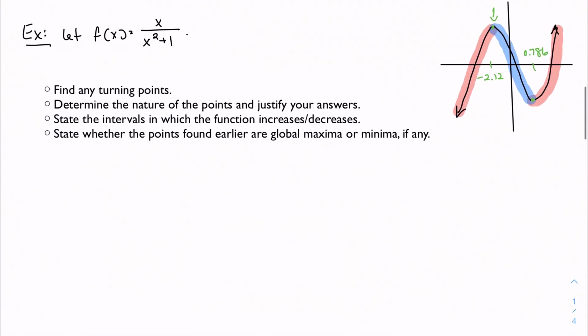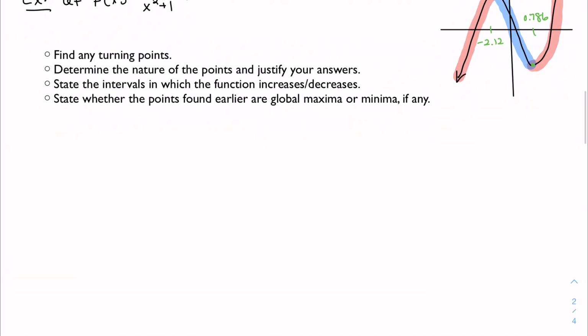And now we'll move on to another example. So I've got a different type of function here. Right? I've got f of x is x over x squared plus 1. I want to find any turning points. I want to determine the nature of those points. So are they maxima or minima?